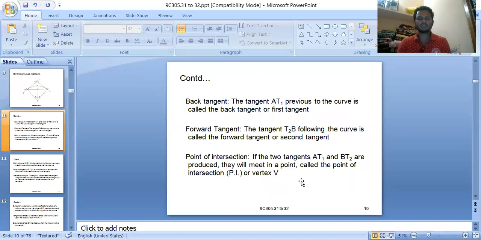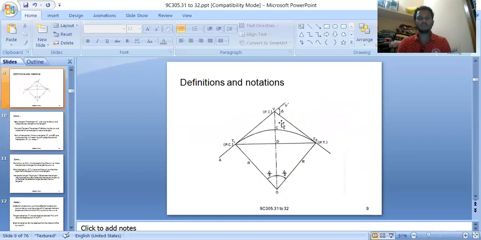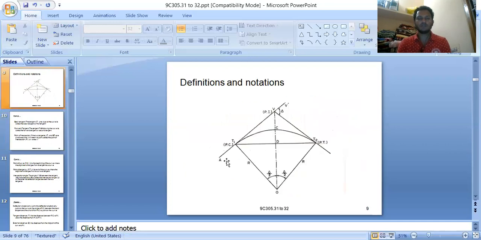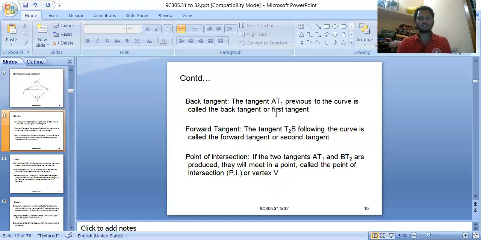Then the point of intersection. Here we are having two straights which are intersecting at a vertex. This is vertex V. This is called the point of intersection. If the two tangents AT1 and BT2 are produced, they will meet at a point called the point of intersection, PI, or it can be called the vertex V. In the diagram, we can observe that the two tangents are intersecting at a point V. So V is the intersection point.